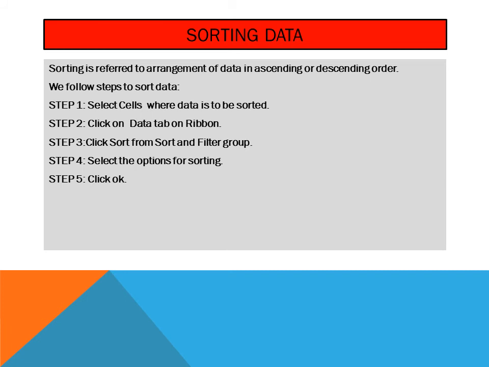Step number 4. Before coming to step number 4, as you click on the sort button, you would be able to see 2 options, A to Z or Z to A. A to Z indicates from A to Z, that means from beginning till Z, and Z to A means that we want to sort from Z to A, right? So we have to select the required option, and that is step number 4.